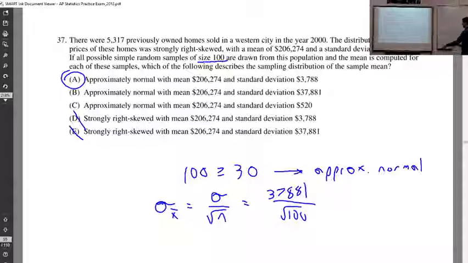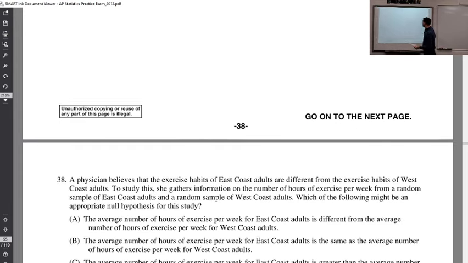So a sample size of at least 30 means it's approximately normal, and then we can just use our standard deviation formula of standard deviation over square root of n. 38.